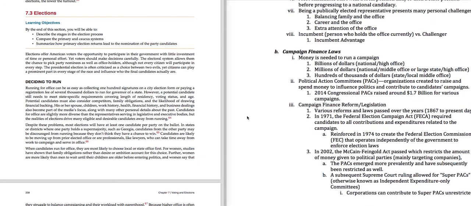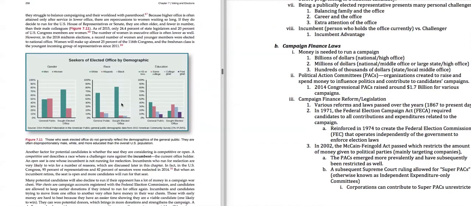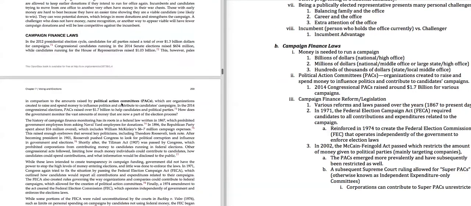Basically, two people in a race. You can have an incumbent, the person who currently holds the office, versus a challenger. The incumbent has an advantage. I'll let you read about that right down here.